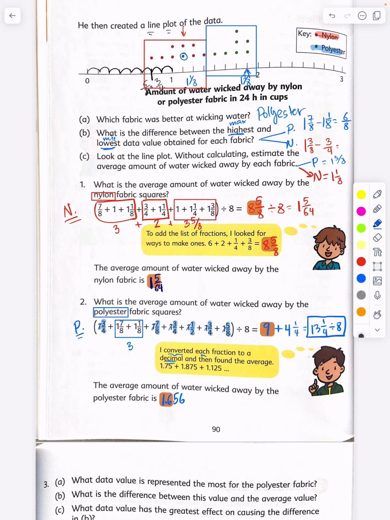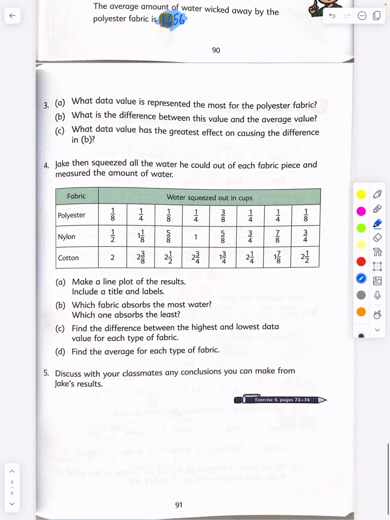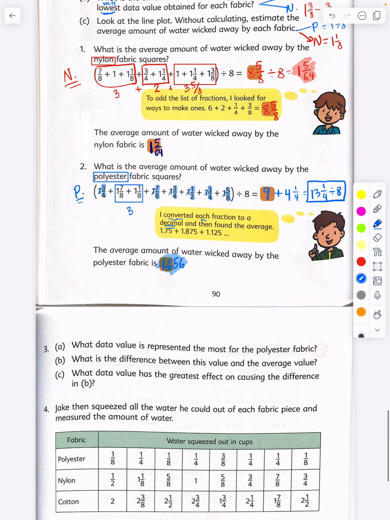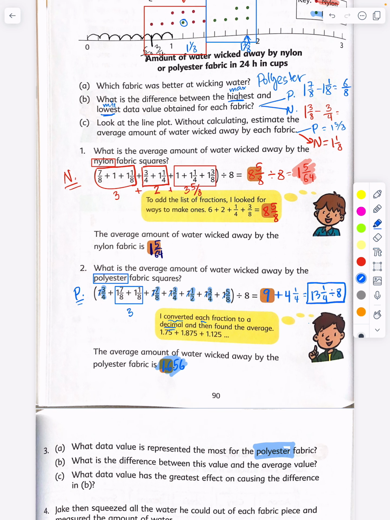So we have two values, right? We have here 1 and 5/64 for the nylon fabric, and we have the polyester fabric 1 and 6/56. So this is showing you what we can read from just looking at the line plot. Now, there are a few questions that we need to answer. What data values represented the most in the polyester fabric? Now, polyester is marked in blue, or green on the graph.